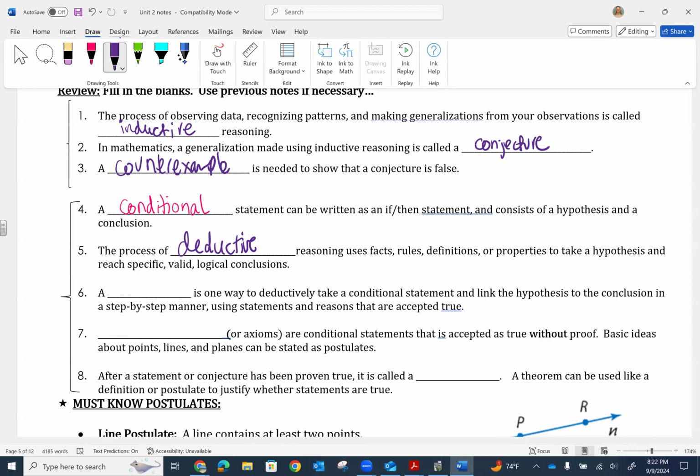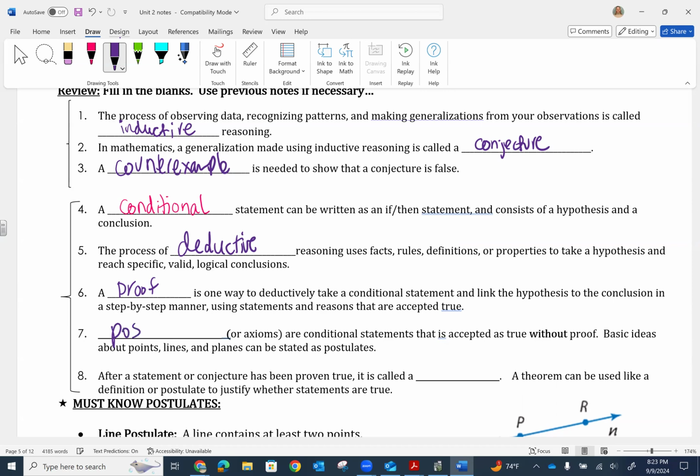What is a way to deductively take a conditional statement and link the hypothesis to that conclusion in a step-by-step manner using statements and reasons that are accepted as true? In math, if you start with a statement and you link it step by step into the conclusion, what is that called? That is called a proof. If you start with two triangles, you can show step by step that these two triangles are exactly congruent to each other. How? You do some statements and some reasons. You start with the two things and you end up with a conclusion, by showing it step by step.